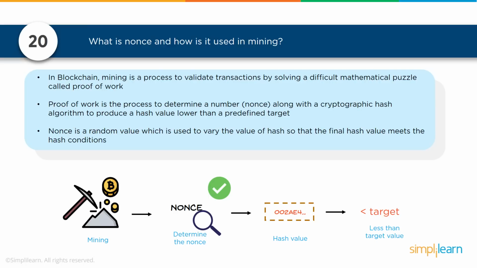Nonce is a random value which is used to vary the hash value so that the final hash value meets the hashing condition. So the nonce is the value which is being generated by the miner in order to guess the hash value, which should be less than the target value. And then only the miner can claim the reward for mining: 12.5 BTC on the Bitcoin network and 3 ethers on the Ethereum network.